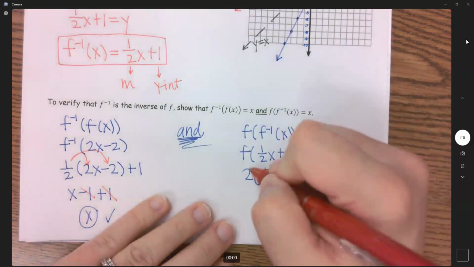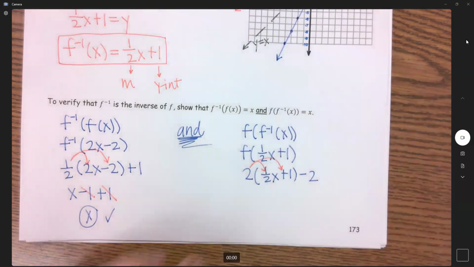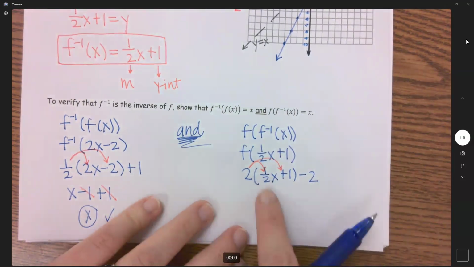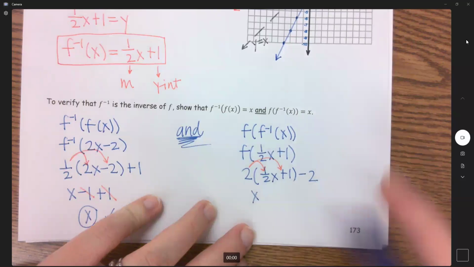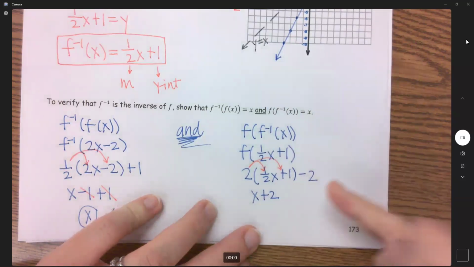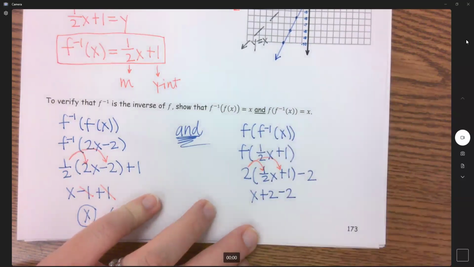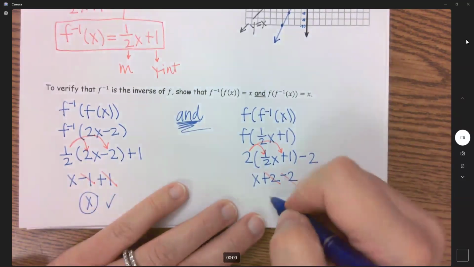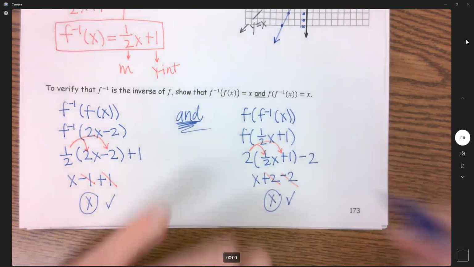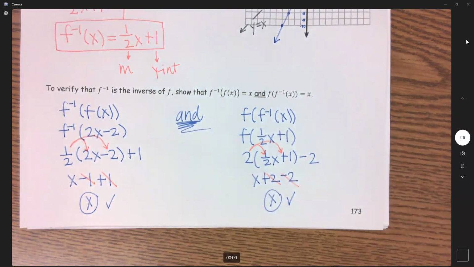We're going to do the same thing. Let's distribute in that 2. So 2 times 1/2 x is x. 2 times 1 is 2. Bring down your minus 2. Plus and minus 2 cancel out, and I am again left with x. So we have verified that these are inverse functions.